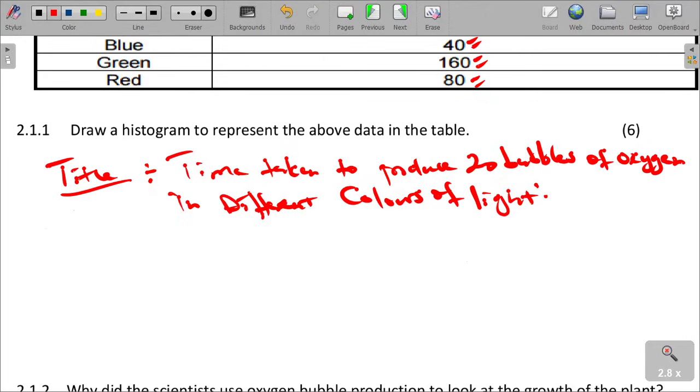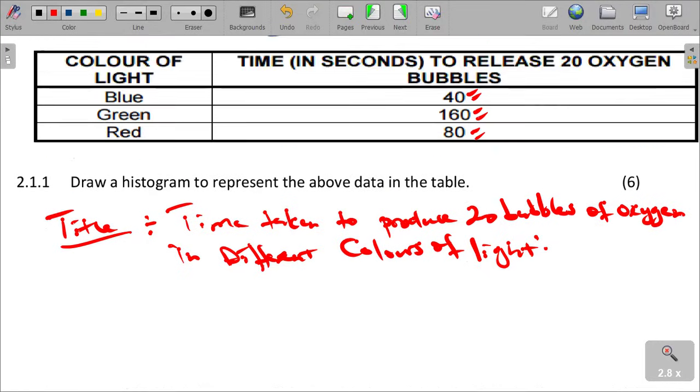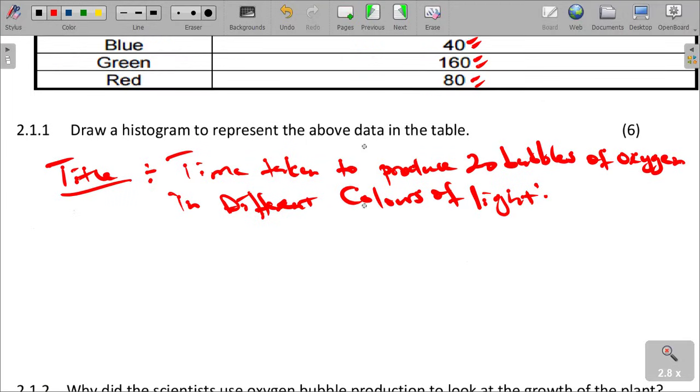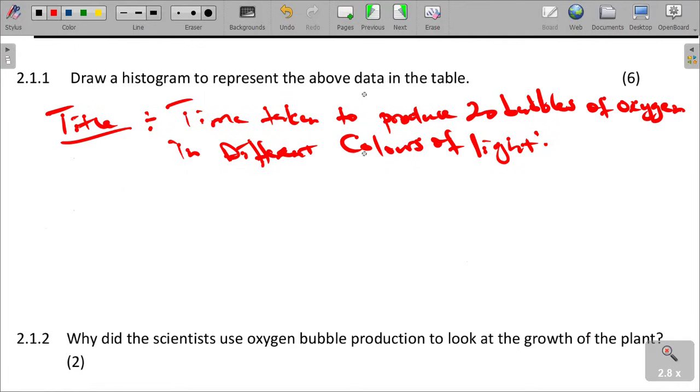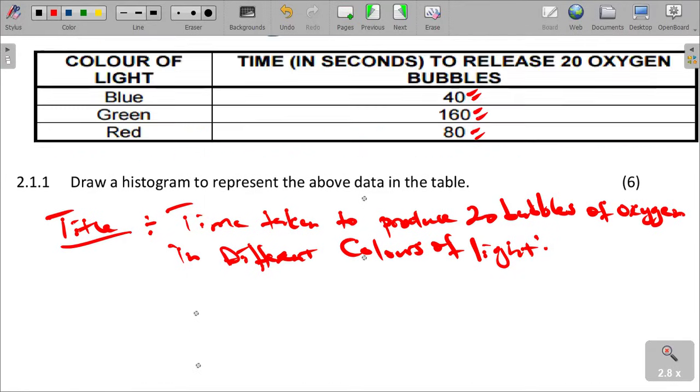We say that the title must be able to capture the dependent and independent variables. They must be able to be seen. So we are measuring the 20 bubbles of oxygen produced in different colors of light. So that is our title. Now when we are drawing, one thing I want you to look at again is that this is a histogram, meaning the bars must be touching each other, and at the same time, we need to consider the lowest and the highest limit. So this is our lowest variable, and then this is the highest.